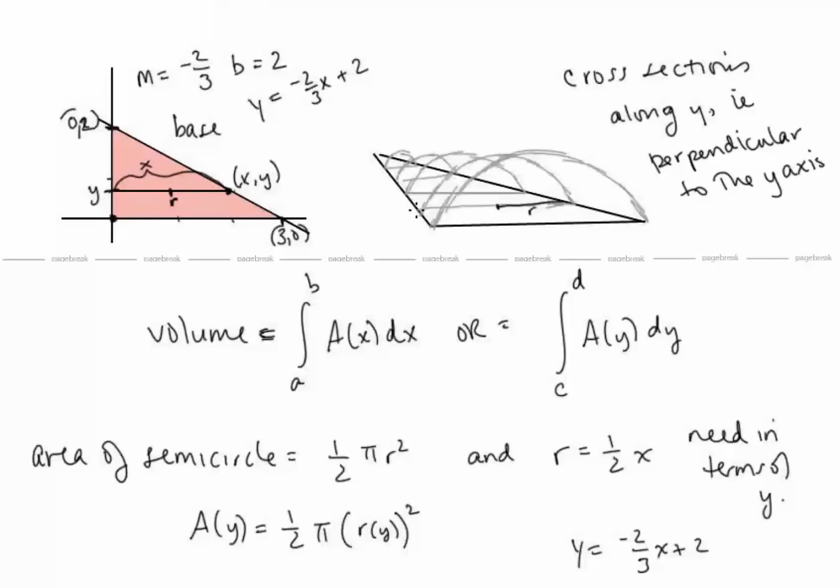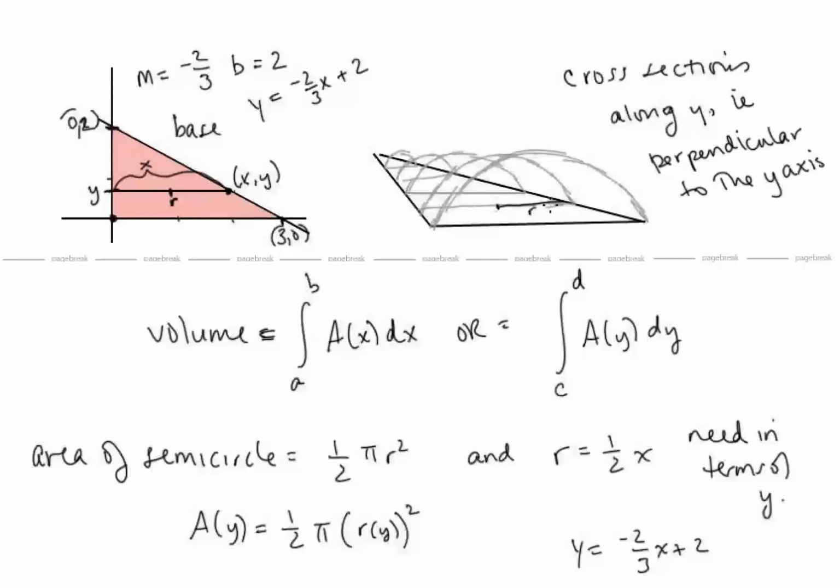Well, we know how to take the area of a circle using radius. The area of the full circle would be pi r squared. So the area of the semicircle is going to be 1/2 pi r squared. But we have to figure out how to represent this radius in terms of the y at which we're slicing. Well, let's take a closer look at the base here. We realize that the radius of the semicircle is 1/2 of the x value that corresponds with that y value.